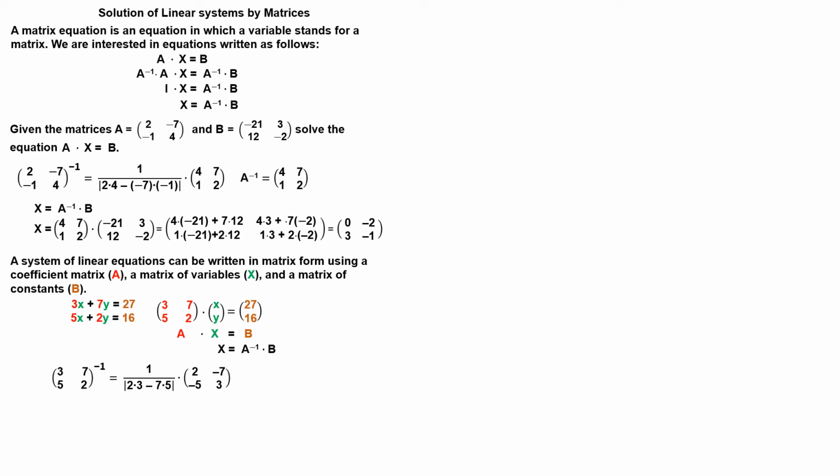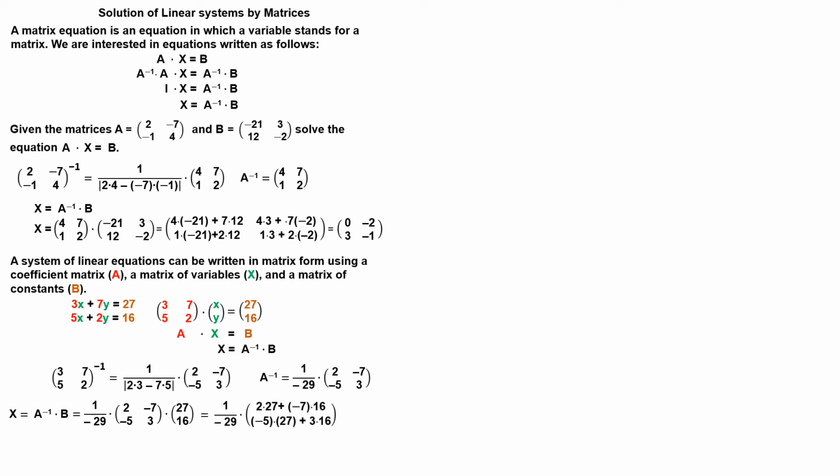First, I will simplify the determinant. 2 times 3 minus 7 times 5 is negative 29. To get the matrix X, we multiply the inverse of A by matrix B. I prefer to multiply the matrices first, and then perform the scalar multiplication. The elements of matrix X are the solution to the given matrix equation. Therefore, x equals 2, y equals 3 is the solution of the simultaneous equations.